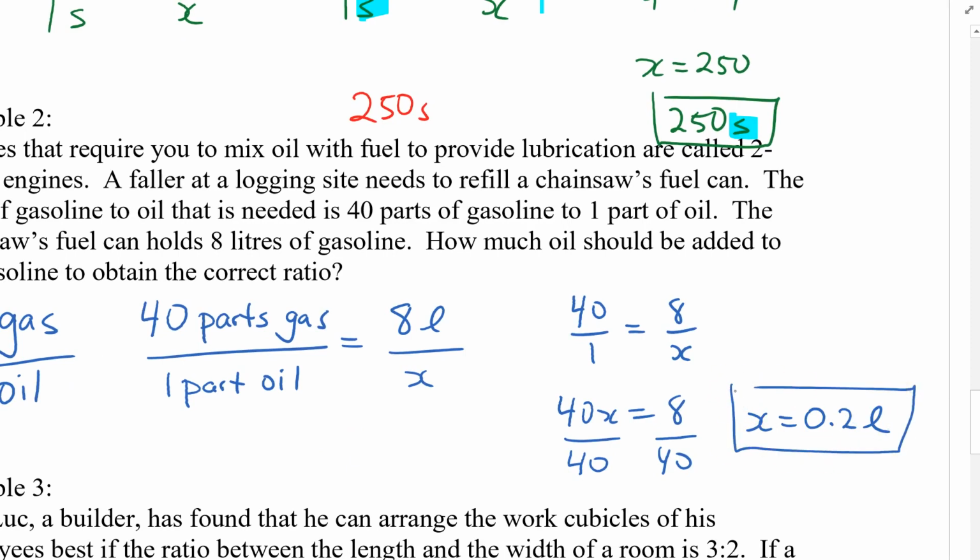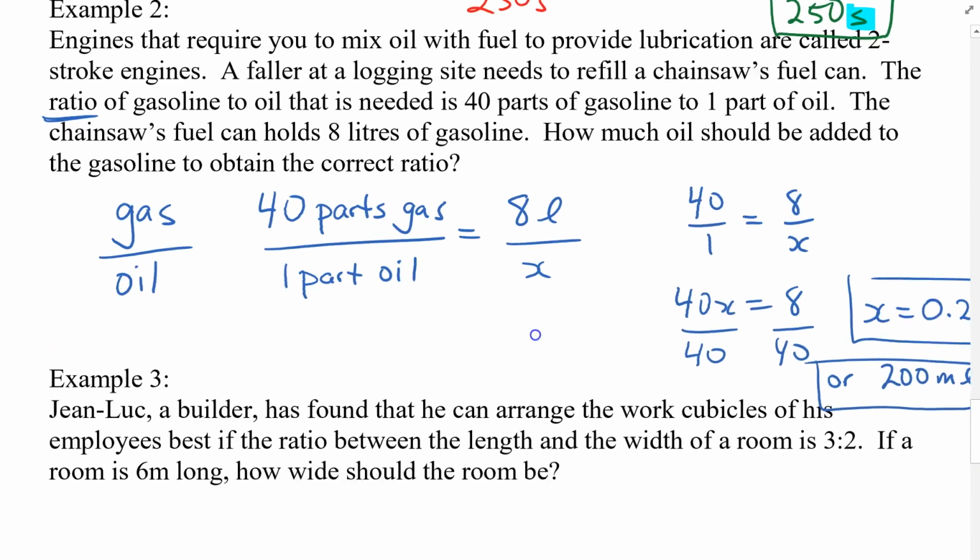And if you're wise in the ways of liters and milliliters, you'd realize that there are 1,000 milliliters in a liter. So you could say 200 milliliters. There's a good answer. We'll get into those kind of switching between units a little bit later. So this is perfectly acceptable, 0.2 liters.